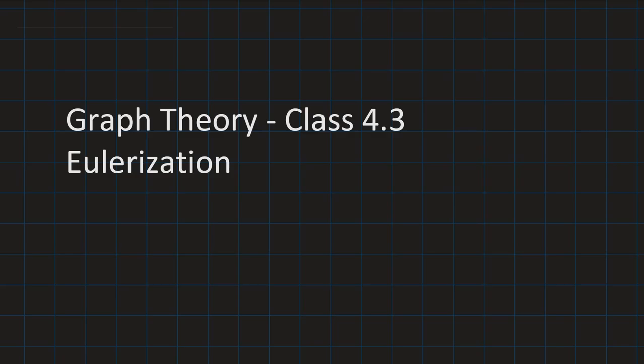In this video we're going to talk about a process called Eulerization. Eulerization is the process of taking a non-Eulerian graph and making it Eulerian. From now on, for this video, we're just going to focus on undirected graphs. So we're not going to worry about Eulerizing directed graphs.